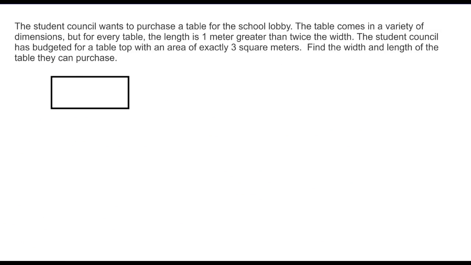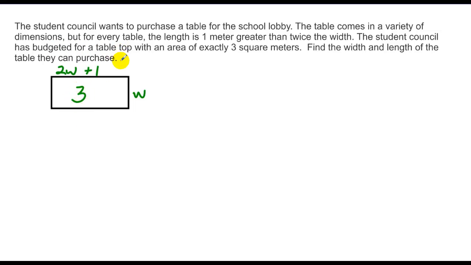Let's do another word problem. We want to purchase a table for the lobby. The table comes in different dimensions. For every table, the length is 1 meter greater than twice the width. So we can call this the length. And let's call this the width. And the length I want to express in terms of the width. So it's 1 more than twice the width. And they budgeted the tabletop area is supposed to be 3.